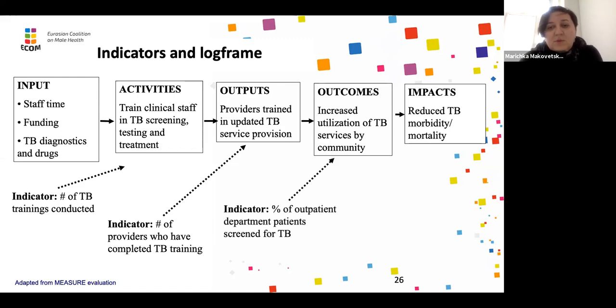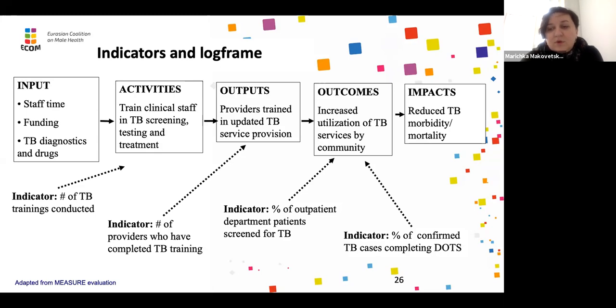Then in outcome, you will have an increase in utilization of TB services by the community because your services become very good. Your staff was trained, they deliver services in a better way, and people become happy. So then the indicator will be the percentage of outpatient department patients screened for TB. So you will have one of these indicators. Then you may have the percentage of confirmed TB cases completing DOT treatment.